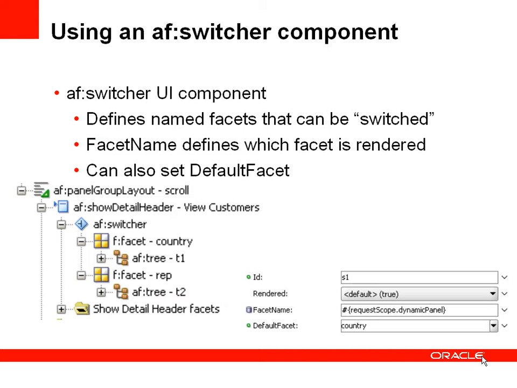In this example, we'll be using the request scope memory to hold the value of which facet should be displayed. And in the demonstration, you'll see how that value can be set by using a menu component. So let's look at this in the demonstration.